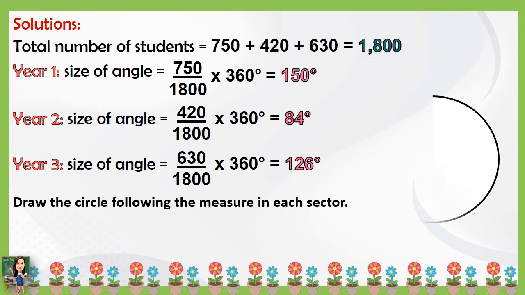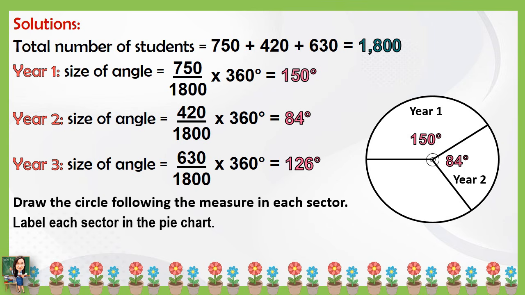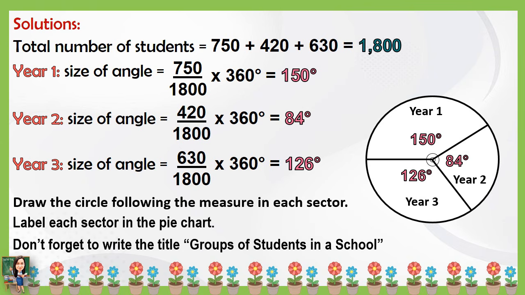Draw the circle following the measure of each sector. Label each sector in the pie chart. This is the center of the pie chart. Then label each sector. This measure is for Year 1, which is 150 degrees. Next measure is for Year 2, 84 degrees. And the last measure is Year 3, 126 degrees. Don't forget to write the title, Groups of Students in a School.